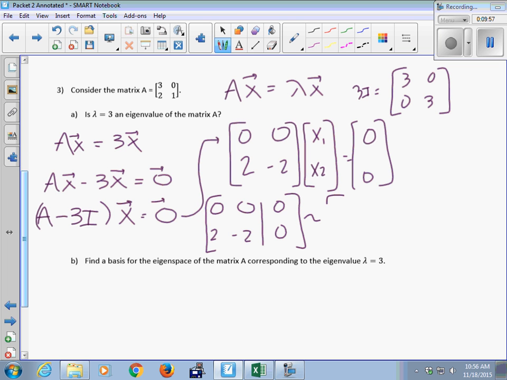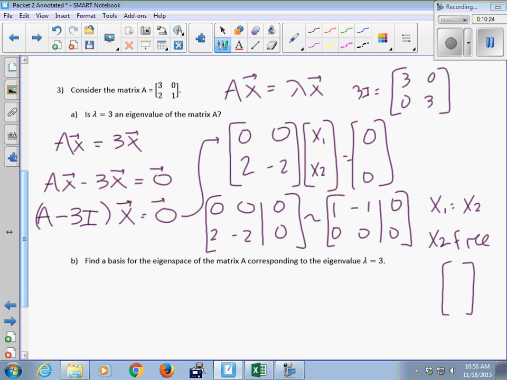If you row reduce it, you get 1, -1, 0, 0, 0, 0. Okay, so this says that x1 minus x2 equals 0, or x1 equals x2, and x2 is free. So you can pick any two entries for x1, x2 as long as they're the same. What would the simplest choice be? 1 and 1. The answer is yes. Because there is a solution. If there's any solution, then it is an eigenvalue.